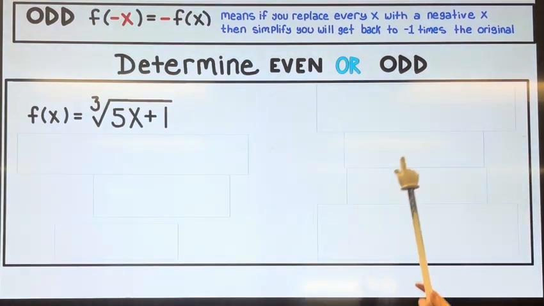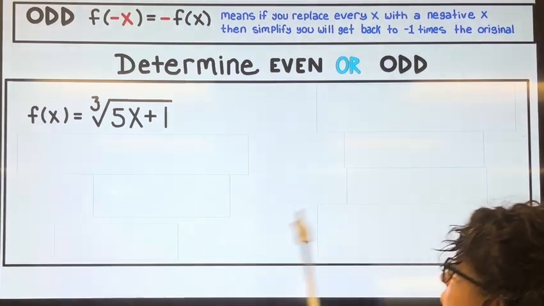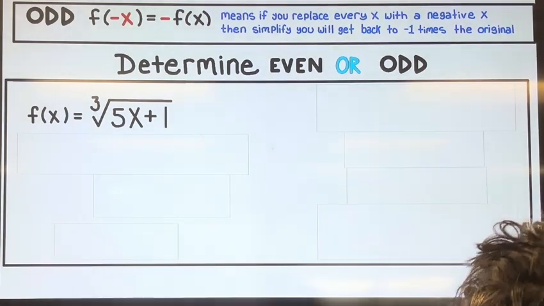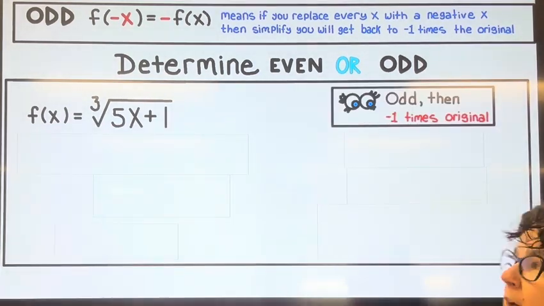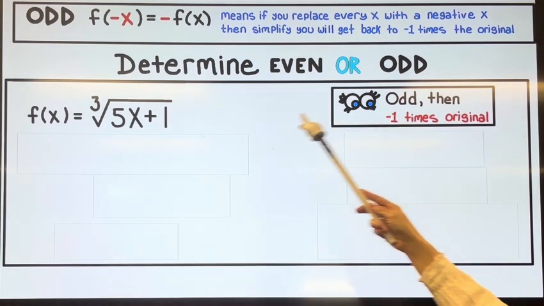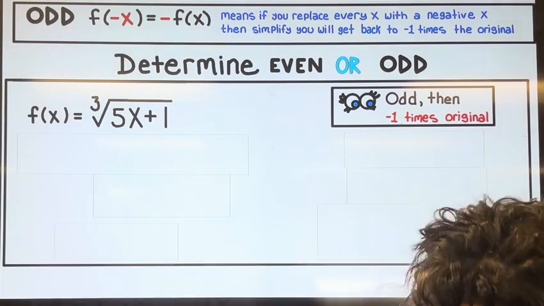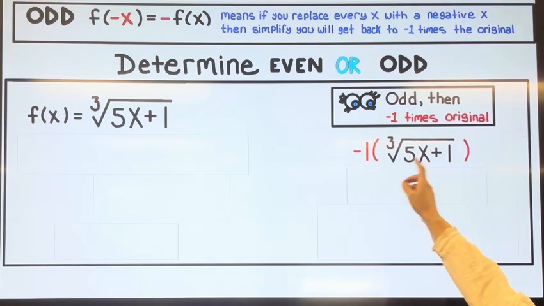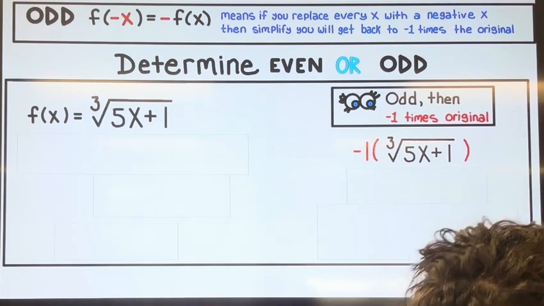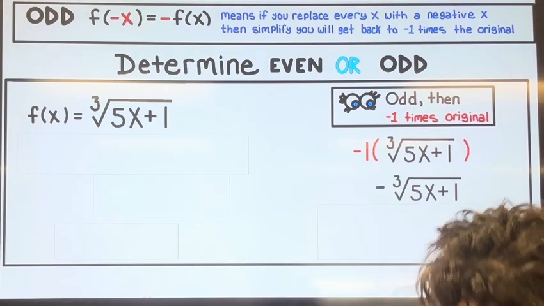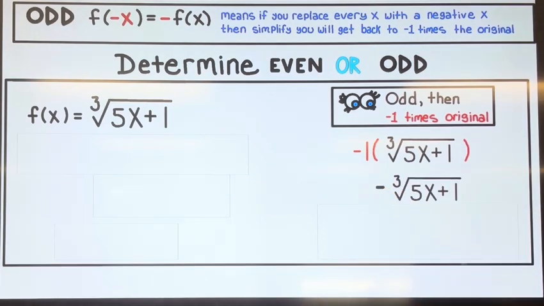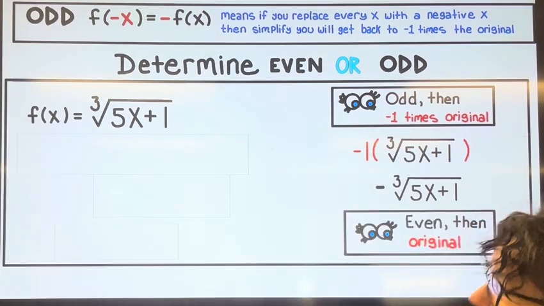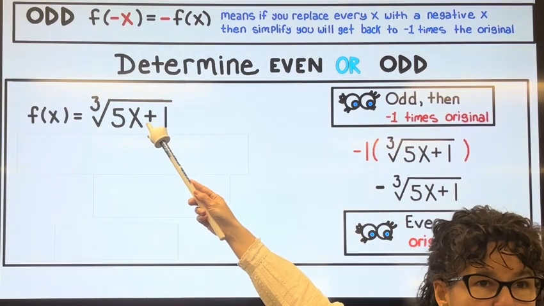Off to the side, I want to take a look at what it would look like if it ended up being odd. So if I took -1 multiplied by the original function, I'd have -1 times this. Now -1 times a cube root is just a negative off to the side. And if it was even, we would be right back to the original.